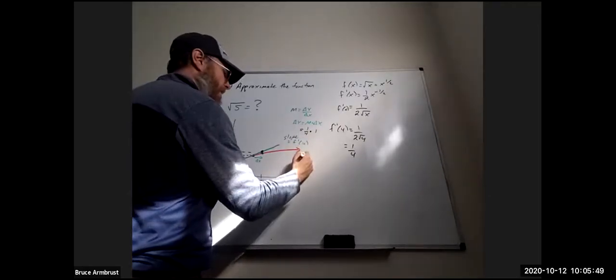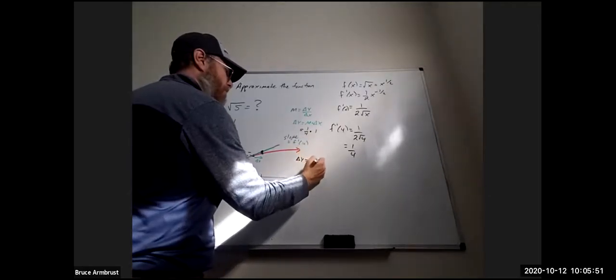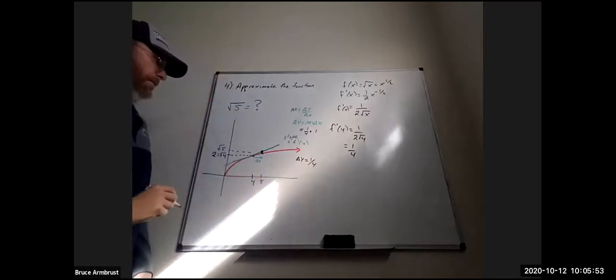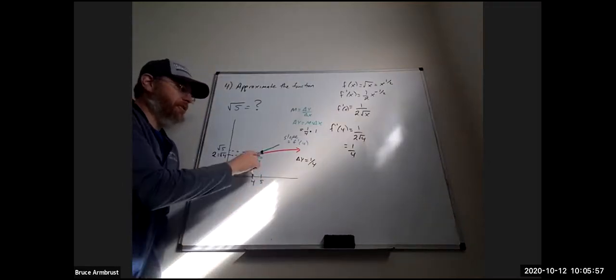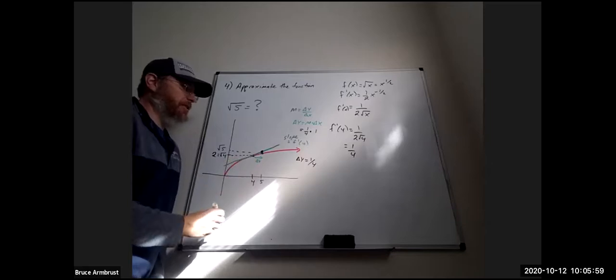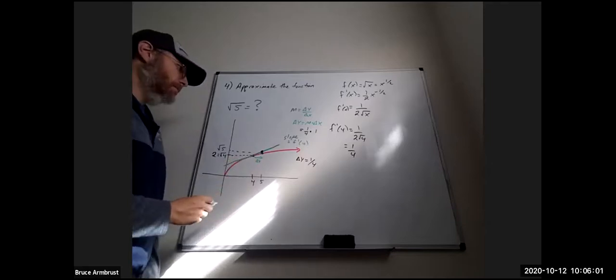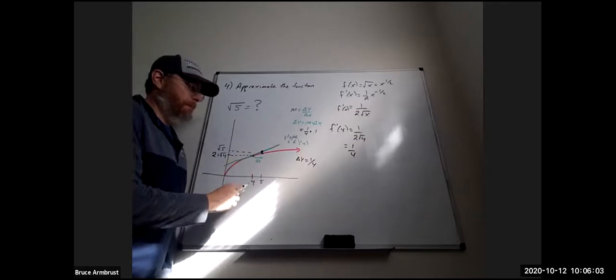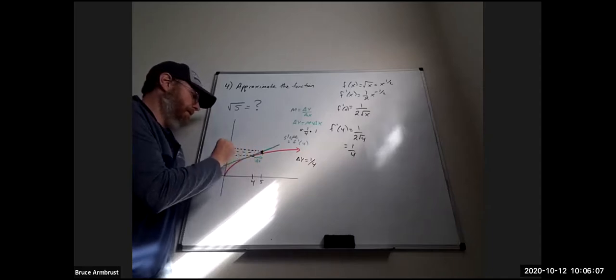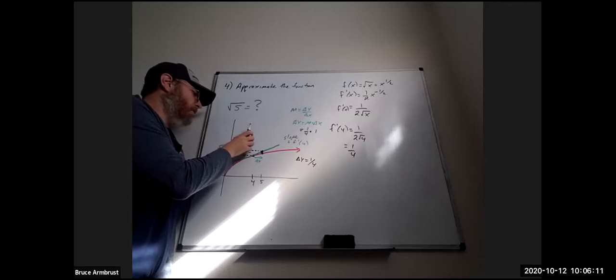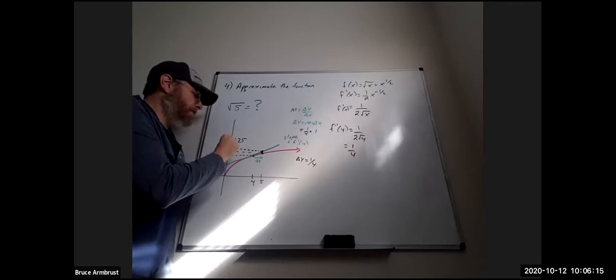Okay, so that tells me that my change in y is equal to 1/4. Now, that's not actually the change along the function, but it's a change on the line, which means this second black dot actually has a y value of 2.25.